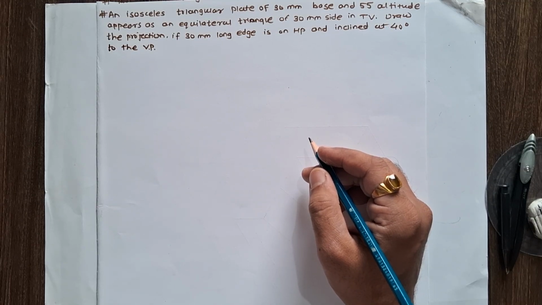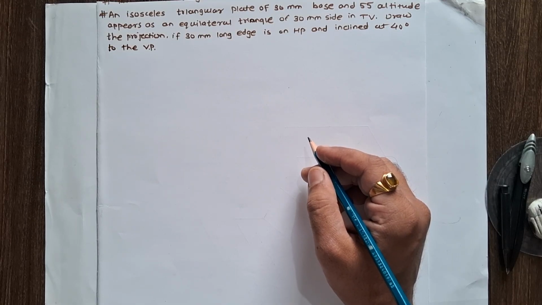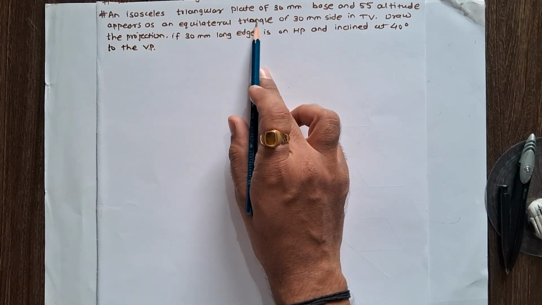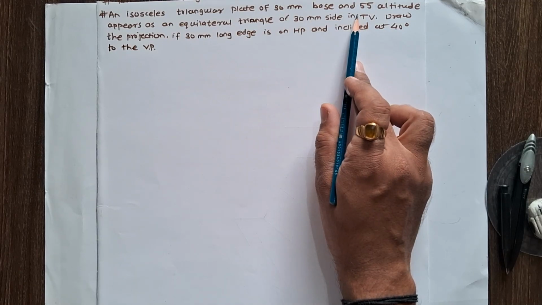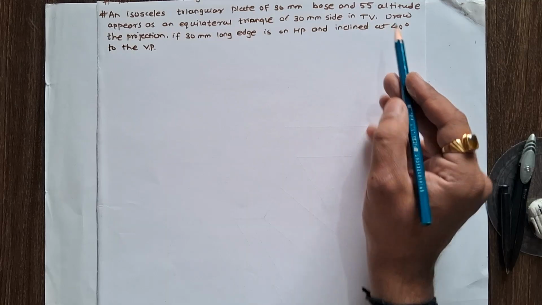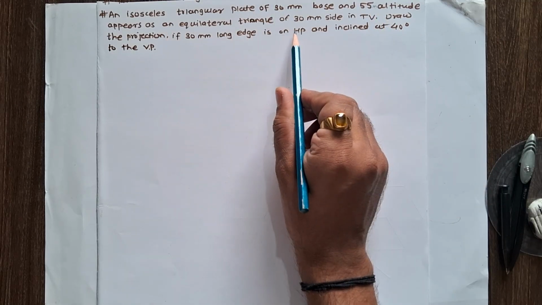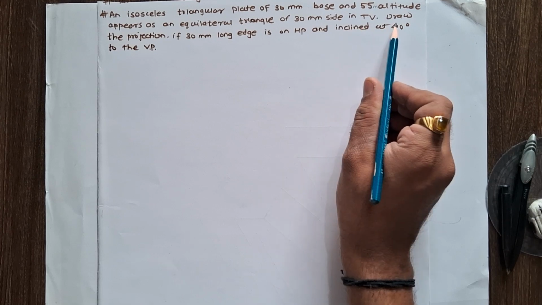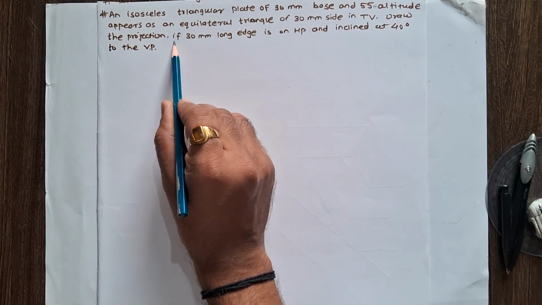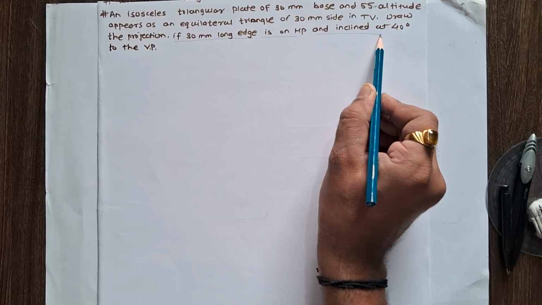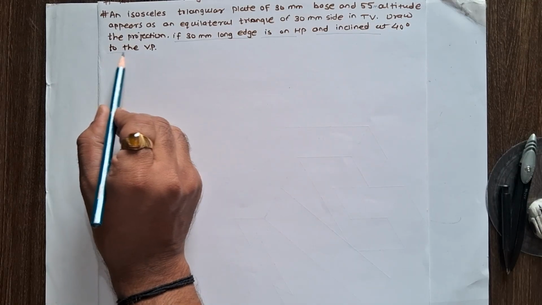Friends, in this session, we are going to solve a problem based on projection of plane, and the problem statement is: an isosceles triangular plate of 30 base and 55 altitude appears as an equilateral triangle of 30 side in top view. Draw the projection if the 30 long edge is on HP and inclined at 40 degree to the VP.